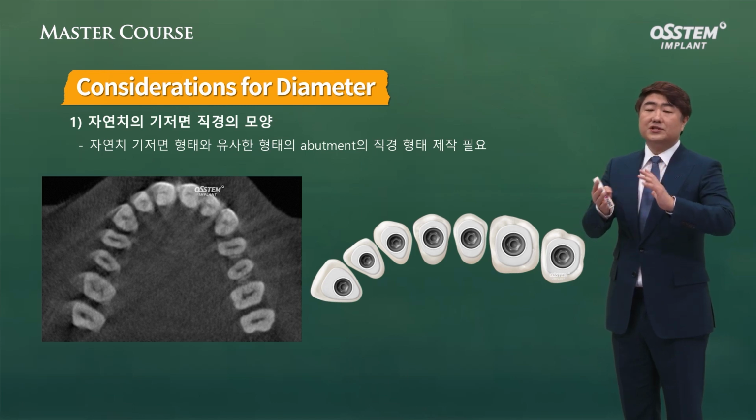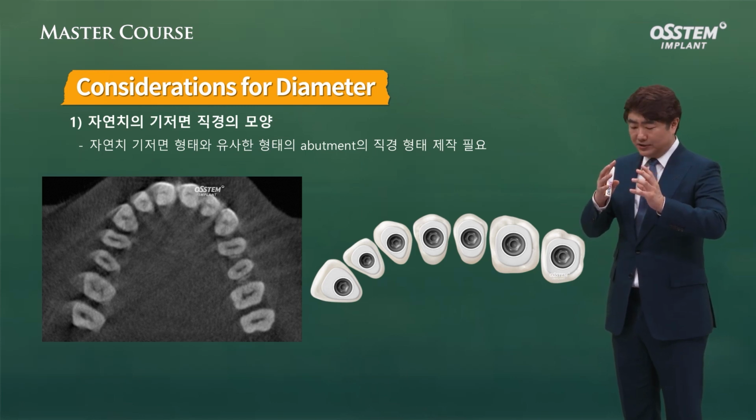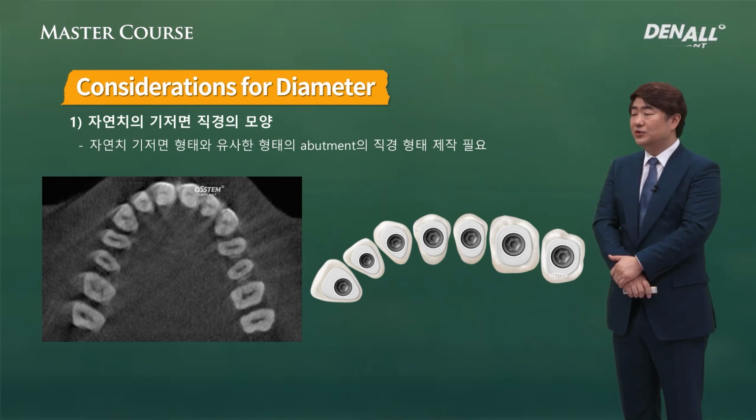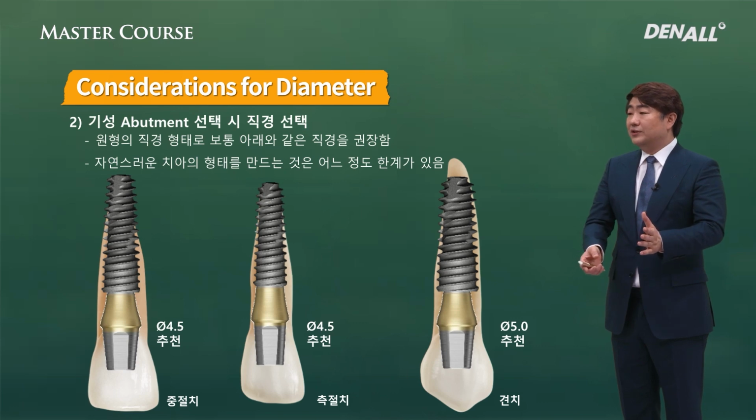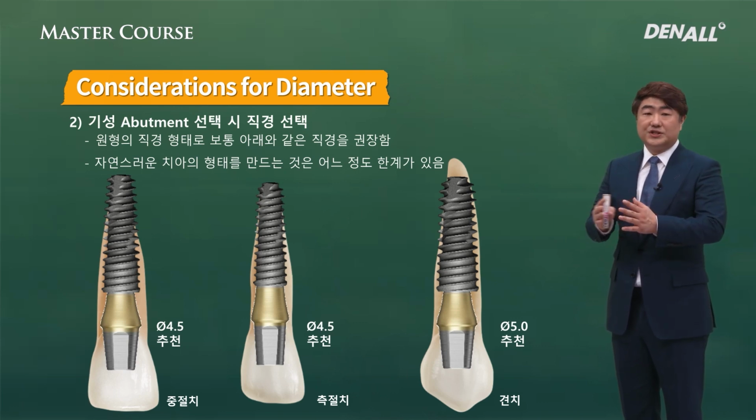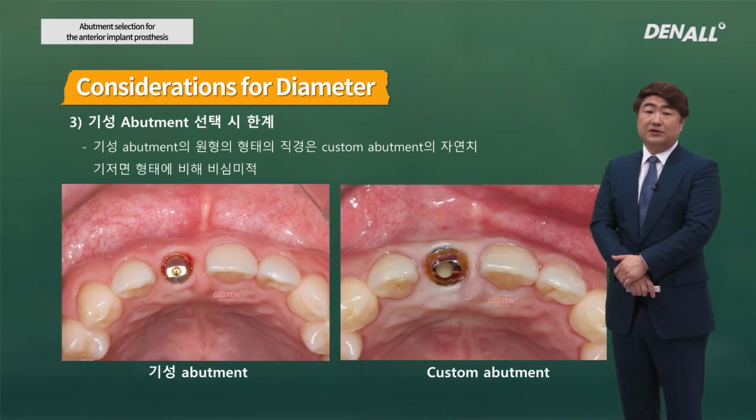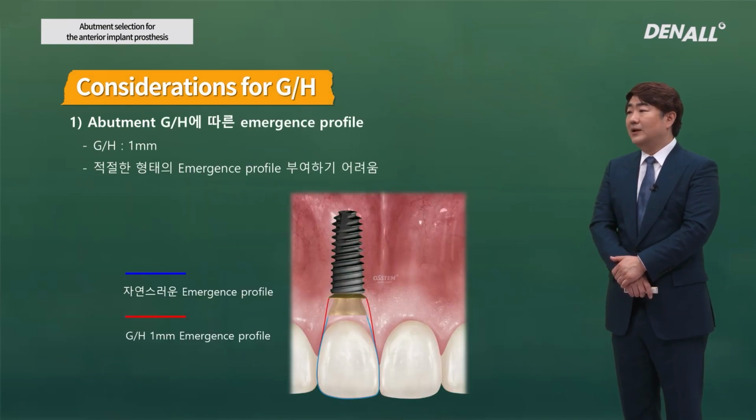For aesthetics, having the same diameter as the natural teeth before extraction would be good. To match the diameter, of course, for central and lateral incisors and canine, there are recommended sizes, but using a ready-made abutment is better for aesthetics.